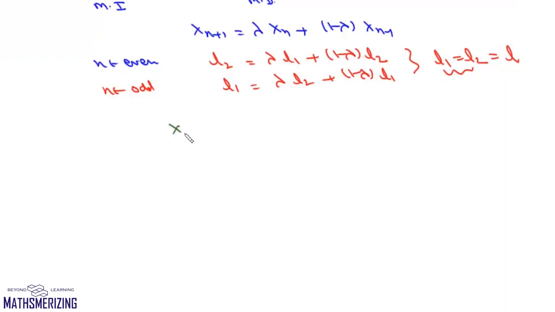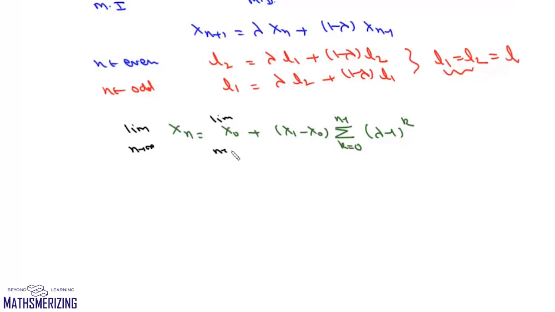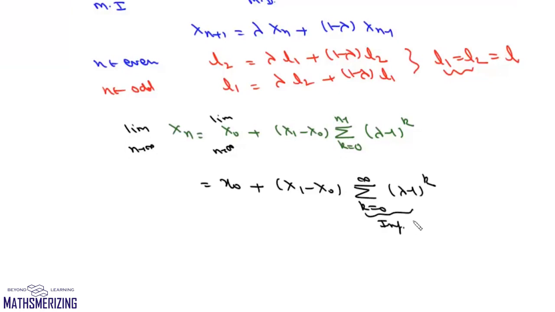Now we are given that xn equals x0 plus (x1 minus x0) times the summation k varies from 0 to n minus 1 of (lambda minus 1) to the power k. Now we'll take this limit n tends to infinity. This limit will be equal to x0 plus (x1 minus x0) times the series starting from 0 all the way up to infinity of (lambda minus 1) to the power k, which is nothing but an infinite GP.